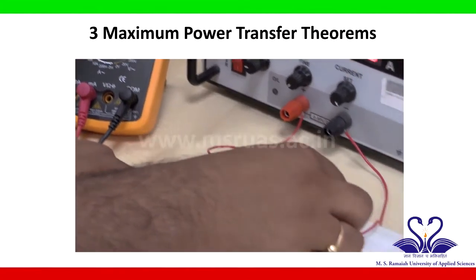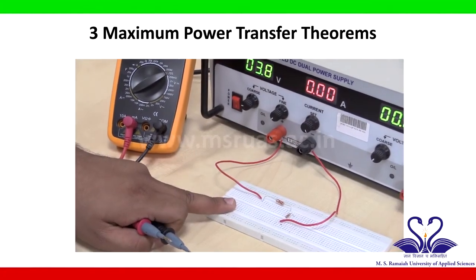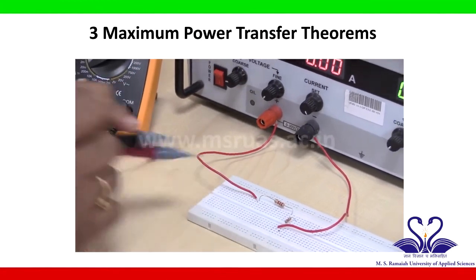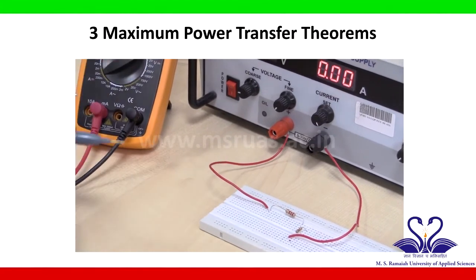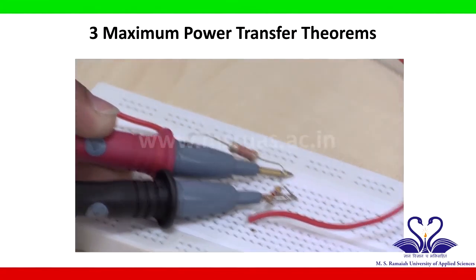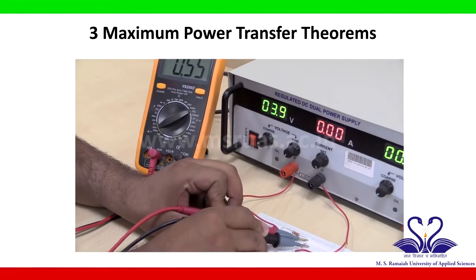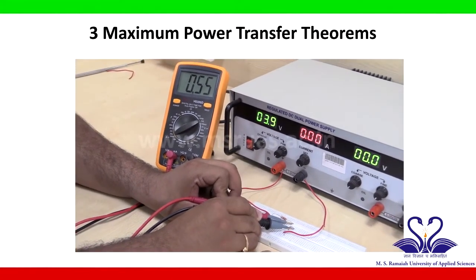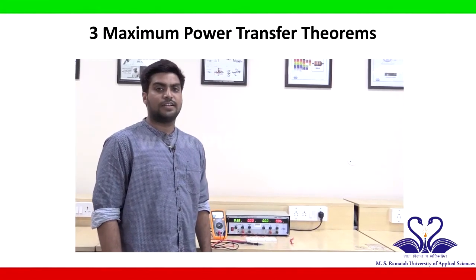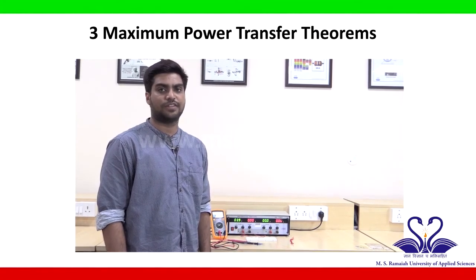Remove the load terminal and place it where no other connections are there. Now we will measure load current between those two terminals. It is 0.55 milliamps. This completes the second part of our experiment, that is Thevenin's equivalent circuit and verification of Thevenin's theorem.